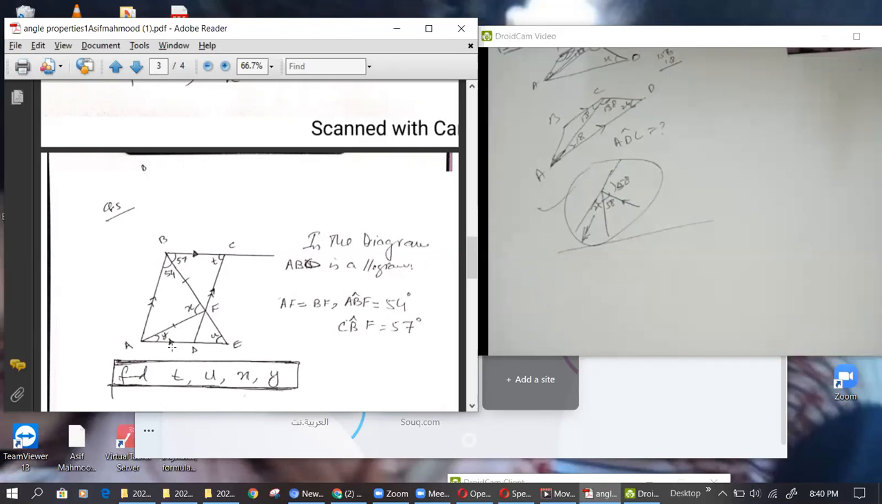So now you need to find this. First you need to find T, then U, then X, and then Y. How will you start? Sir, can I start with X? You can, no problem. You can start with X because this is an isosceles triangle. It's not equilateral, because only two sides are equal. Equilateral means three sides equal. So use the isosceles property and find x.